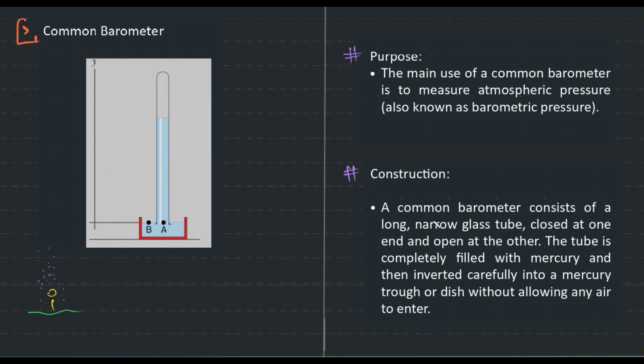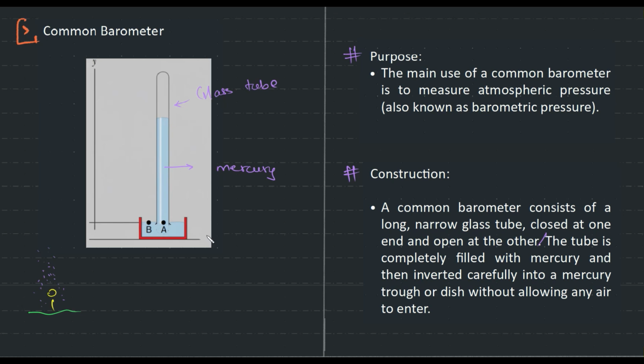So basically, a common barometer consists of a long, narrow glass tube like over here. So that's your glass tube, closed at one end and open at the other. That's important. The tube is completely filled with mercury. So this liquid turns out to be mercury. And then it is inverted carefully into a container with mercury, without allowing any air to enter.